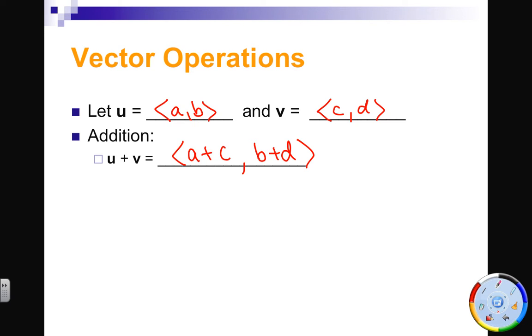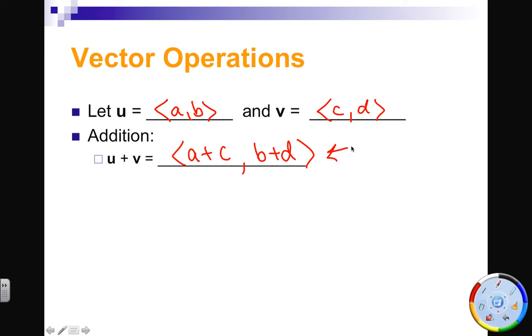All right. So addition's pretty simple. Subtraction's the same thing. You subtract the corresponding parts. This vector, by the way, I'm not sure if I say it coming up. This is called the, oops, not component.